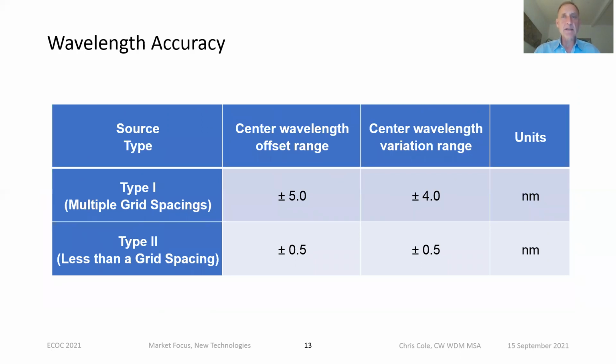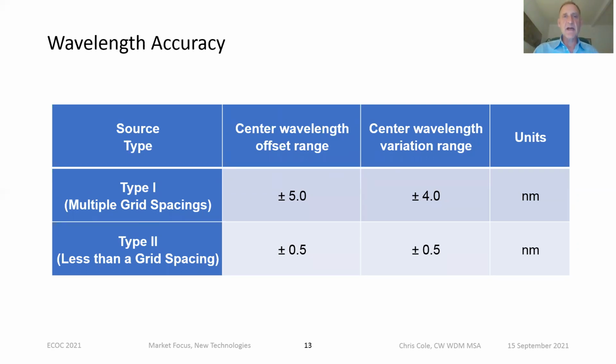The other important spec is the wavelength accuracy. There are 2 types again. One is where the center wavelength offset and variation are multiples of grid spacing, and the type 2 where they're a fraction of the grid spacing. So the type 1 is very benign in terms of requirements on the source, but it now forces the transmitter and receiver to actively track the laser.